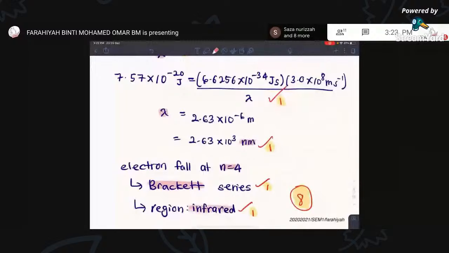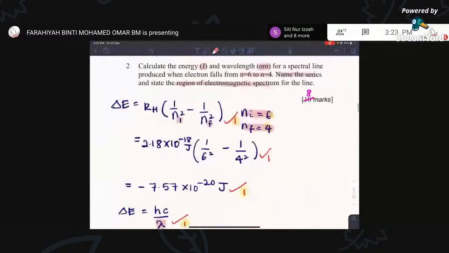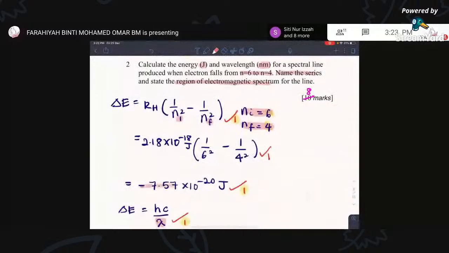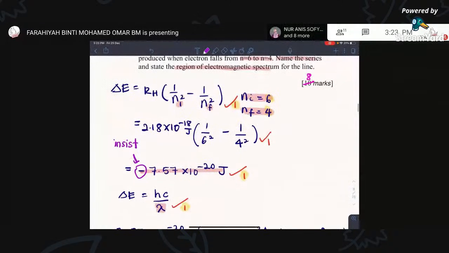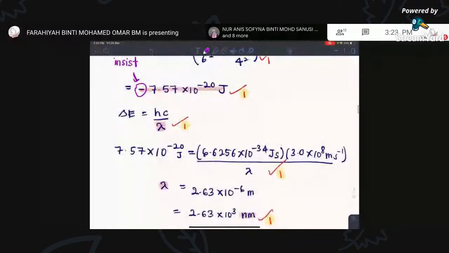Di mana 8 mark? You tulis formula, you substitute the formula and you give the final answer. Okay, di sini sign ni in sis. Okay, and then you dapat, you tulis formula untuk wavelength. You substitute and you dapat wavelength in nanometer another mark.